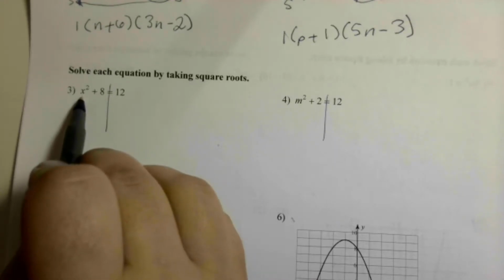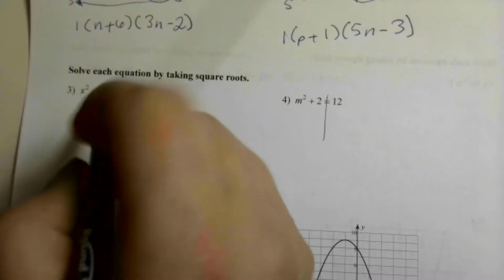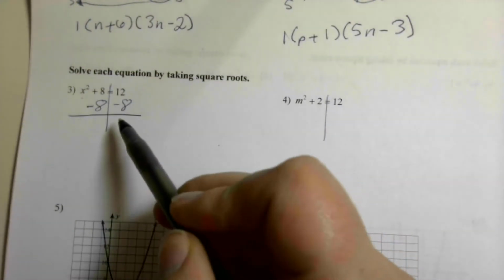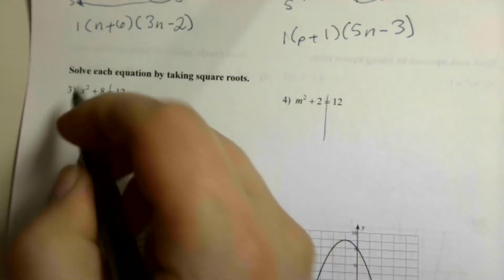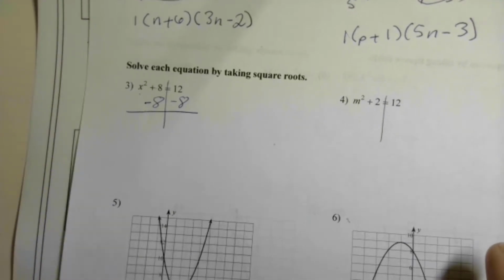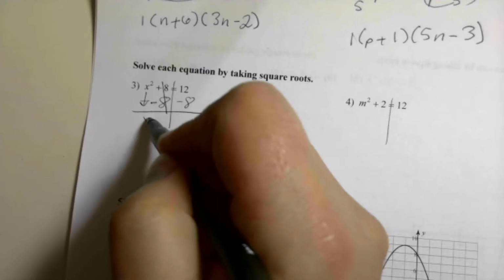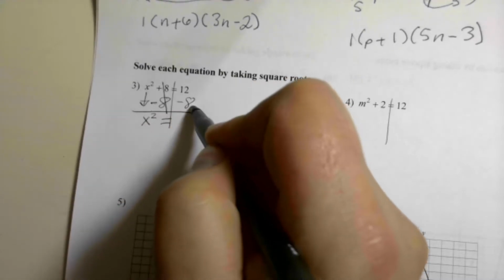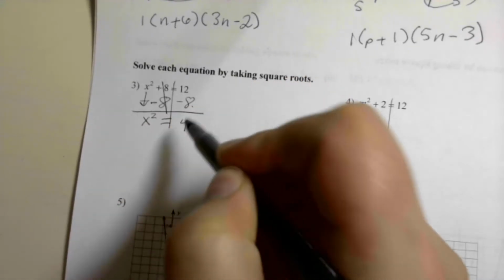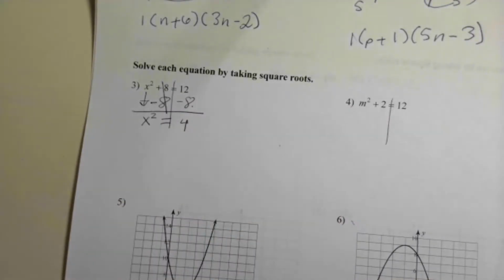Since there's only one variable, I'm going to move everything else to the other side. So I'm going to subtract 8. I'm subtracting 8 because it's the opposite of addition. I've got these canceled out. My x squared comes down. 12 take away 8 is 4. And now this part is where we use our square root.